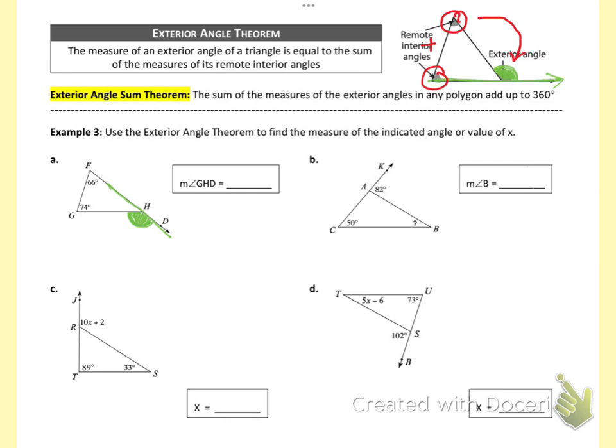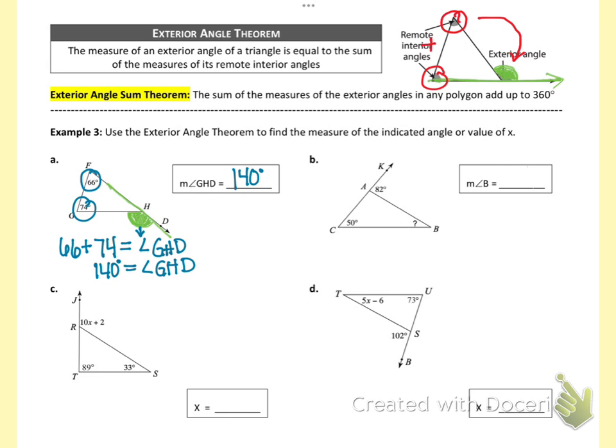So instead, we have to actually apply this theorem that says if I take these two remote interior angles, which in this case are 66 and 74, and add them up, they have to equal this angle on the outside, right? Which in this case is called angle GHD. So I know that angle must be 66 plus 74, which is 140 degrees. So we know angle GHD is 140 degrees.